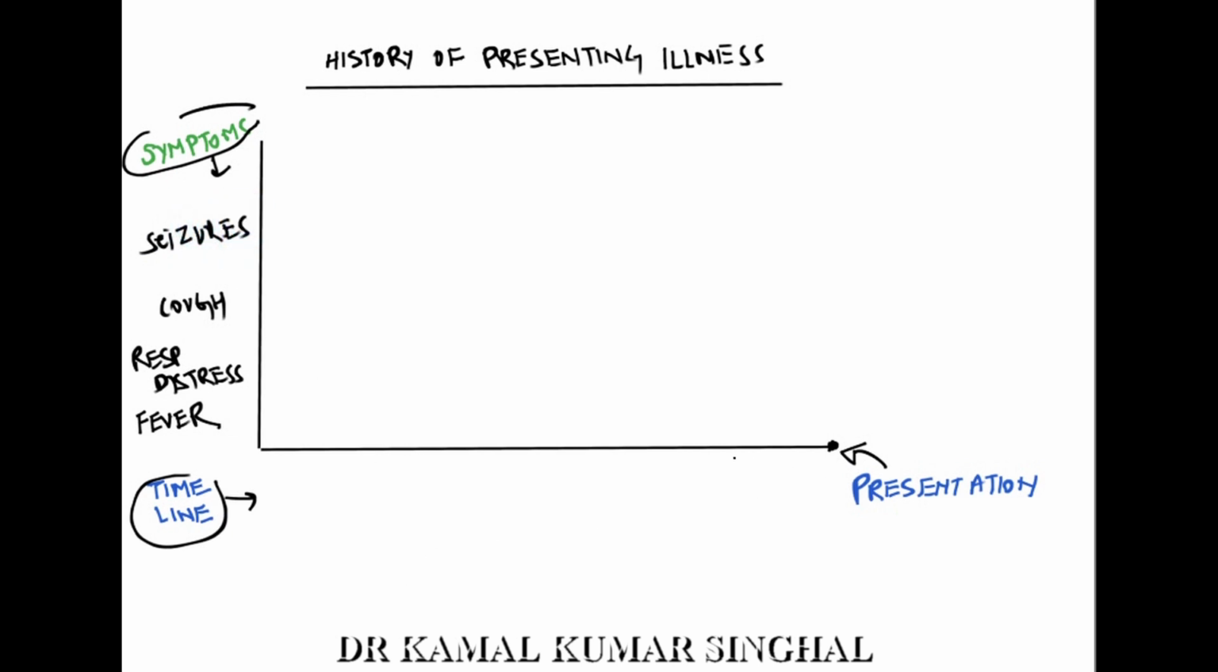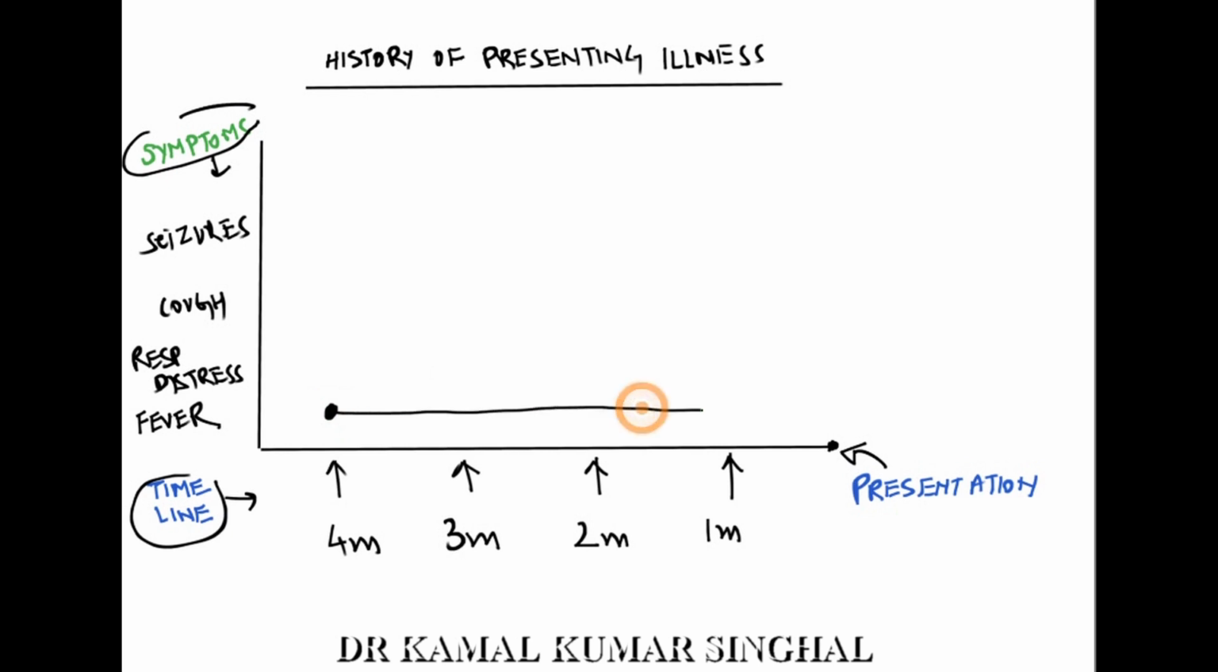So in this timeline, we can depict this as 1 month back, 2 months back, 3 months back, and 4 months back. And the fever started around 4 months back and it has been persisting. The child had episodes of respiratory distress. The first episode happened at around 4 months back, the second episode at around 3 months back, the next episode 2.5 months, 2 months. So this timeline shows that the episodes of distress are also becoming more and more frequent over this time. And the height can probably indicate the severity of distress.